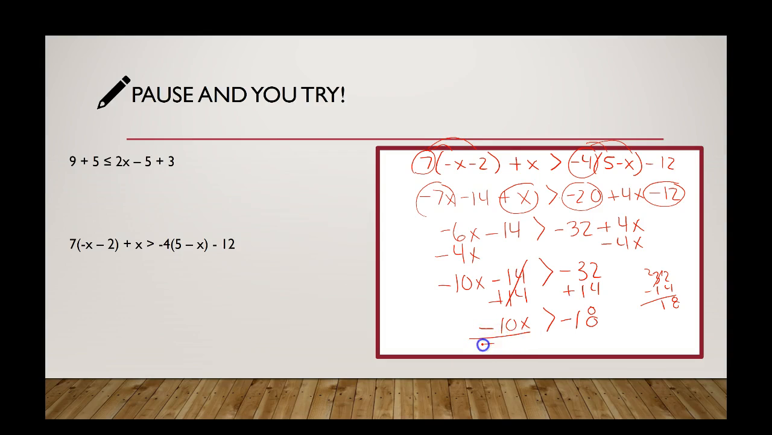Now let's divide by the negative 10. Now because I'm dividing by a negative, I'm going to flip the direction of that inequality. And then you're going to be left with 18 over 10, or that's going to be 1 4/5. Or if you had it as a decimal, it would be 1.8. And again, a negative divided by a negative is positive. Good.